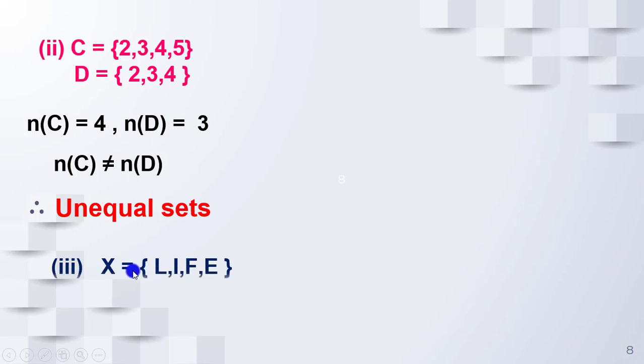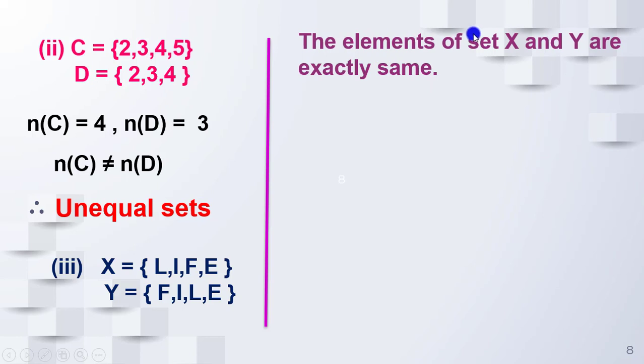Now, let us go to the next problem. That is the third one. Here, X equal to the set containing the letters L, I, F, E. And Y is a set which contains the letters F, I, L, E. Here we can see all the elements are the same, and the number of elements is also the same. So, if the number of elements is equal and the same elements are present in both sets, we call it an equal set. The elements of sets X and Y are exactly the same. So, we call them equal sets.